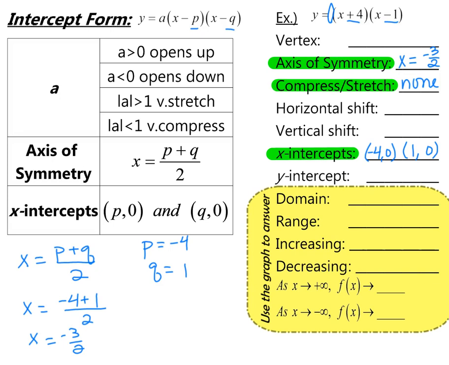Everything else, again, we'll have to do a little bit of work, whether it's by hand or calculator, to get the rest of the information. And everything in yellow, we will be able to answer after we have graphed the quadratic.